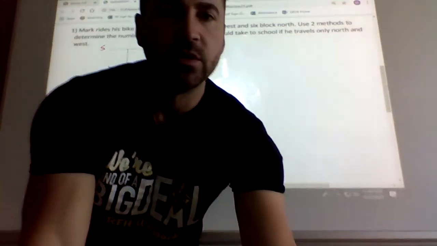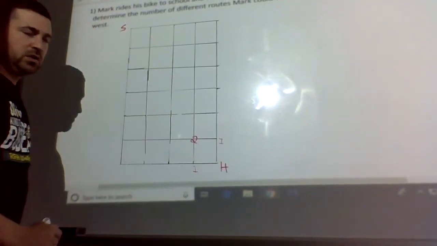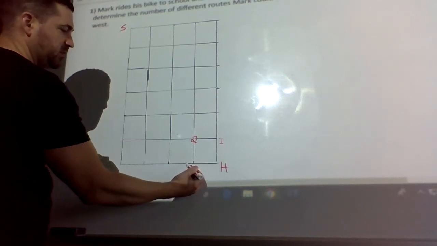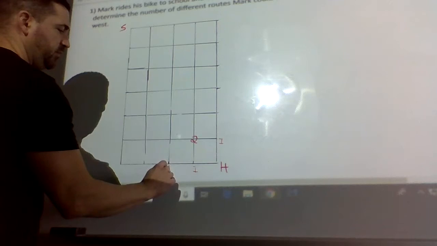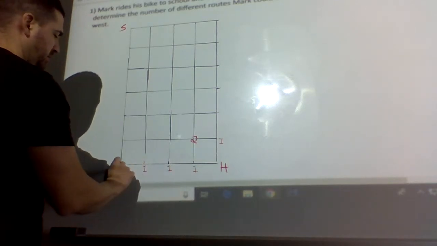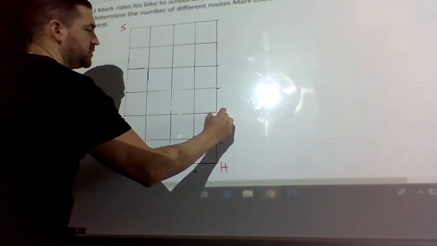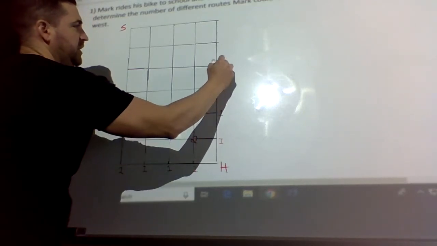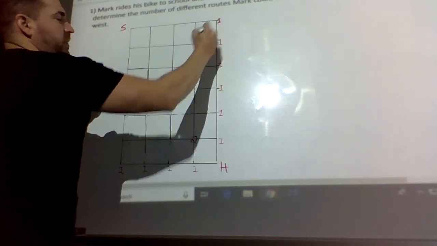Zoom this in a little bit. Okay, if he keeps going west, this is just one way he could go, so we just keep adding ones here. And if he keeps going north, it's just one way. So it's just one way to get to each of these intersections or blocks.